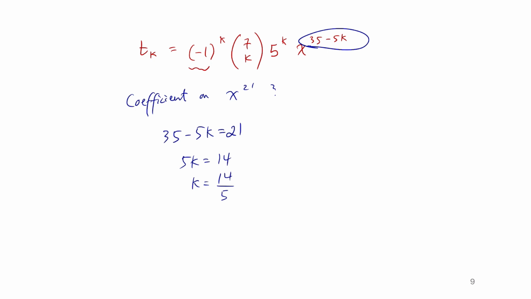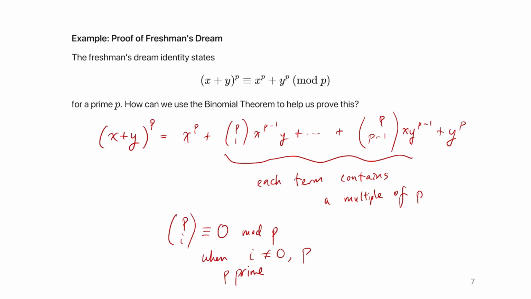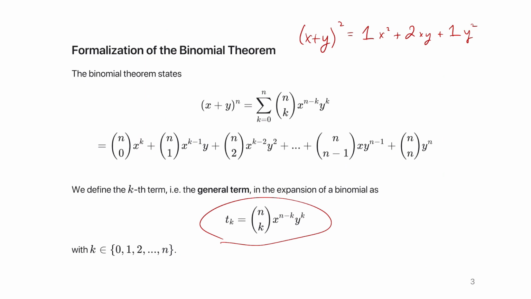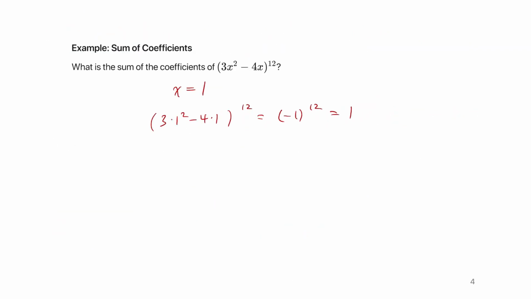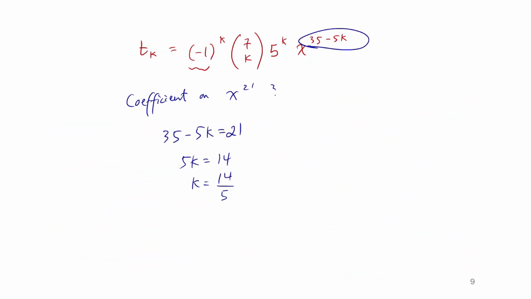Why does this not make any sense? Why is this meaningless? Yeah, right. k is the index of which term we're looking at, right? If we go back to when we define the general term, k is just 0, 1, 2, 3, through n. It's a whole number, right? So if we solve for the exponent and get k is 14 over 5, that doesn't mean anything. So what this is telling us is that there's no term of the form x to the 21. And so therefore, the coefficient on it is just 0.